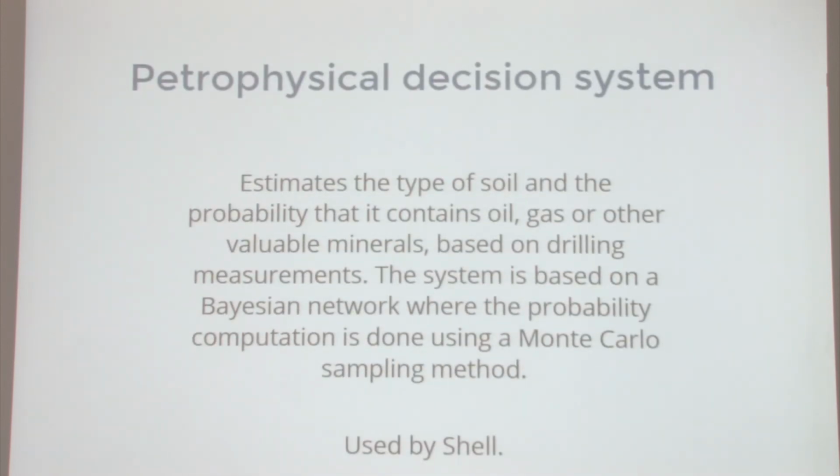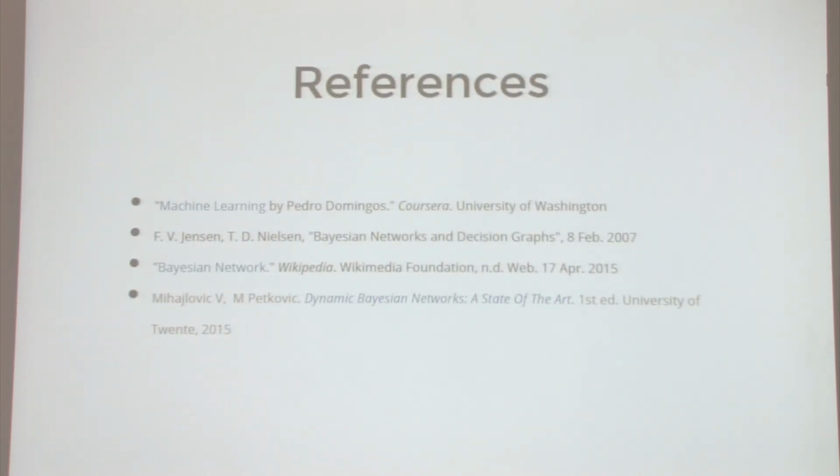that is used by Shell. What Shell uses the system for is to examine the soil and tell whether it's important or interesting to use, whether it may contain gas, whether it has or does not have value for Shell. So these are two concrete applications of Bayesian networks that I found and liked, and that would be everything from my side. If you have any questions.